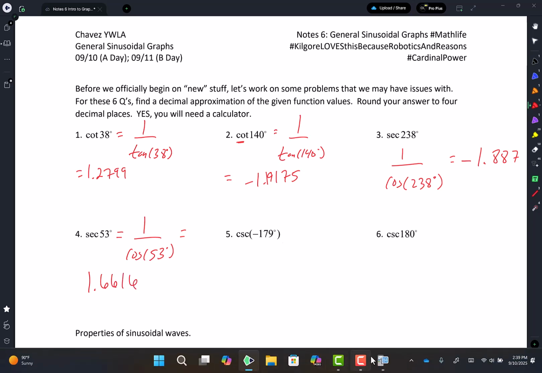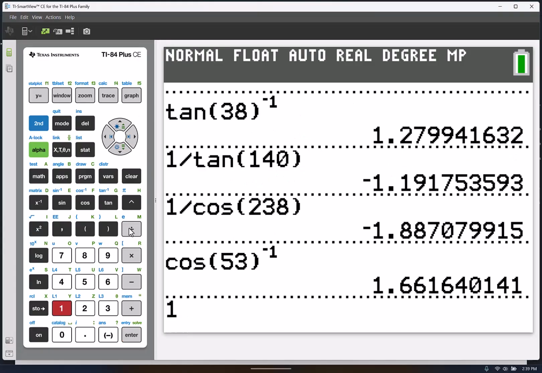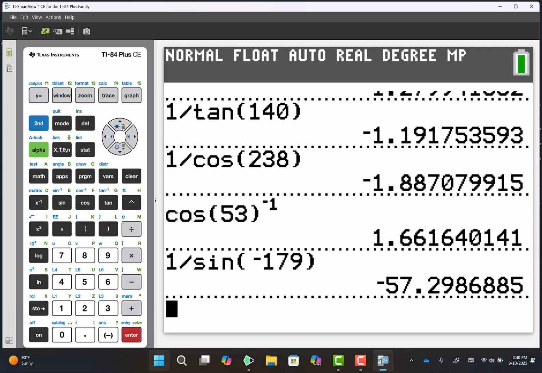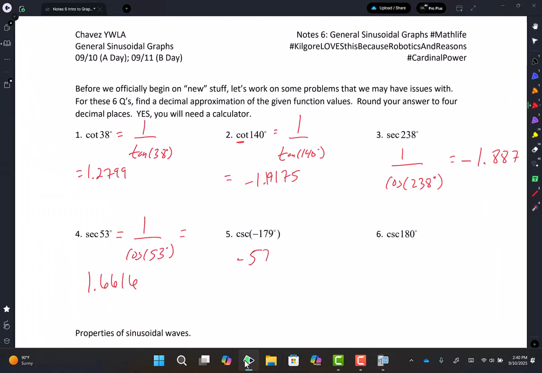Cosecant of negative 179. So 1 divided by sine of negative 179. Negative 57.2986, or 87 if you round.